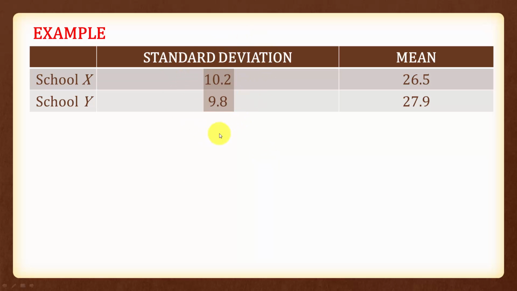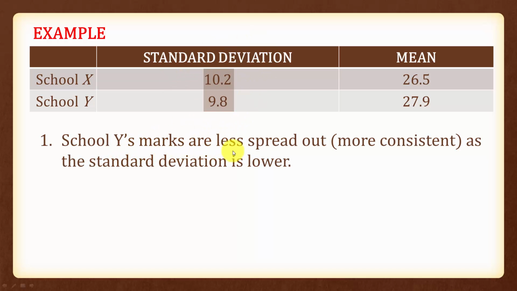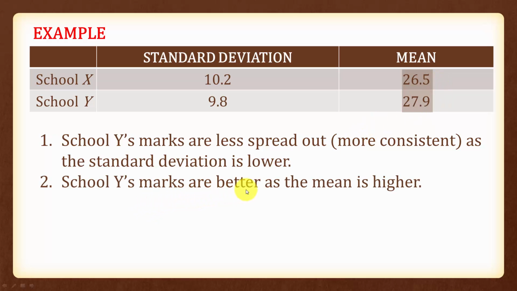Comparing the standard deviation, you realize that school Y's marks are less spread out because the standard deviation is lower. Now, less spread out also means that it is more consistent. Comparing the mean, school Y's marks are better because the mean is higher. It means that, on average, school Y's students are scoring better, and therefore school Y's marks are better if the mean is higher.